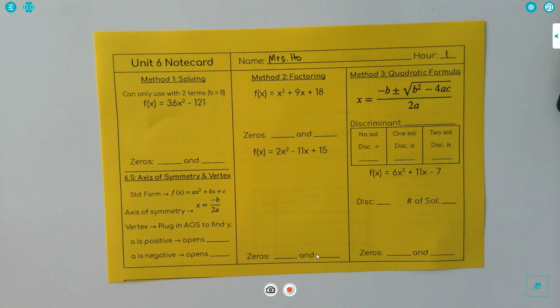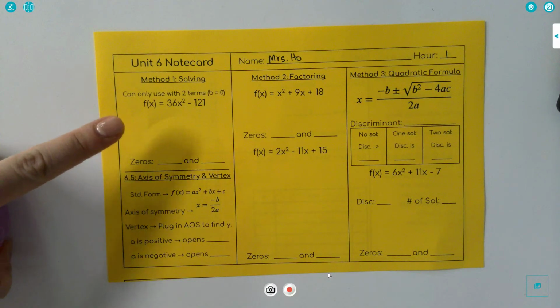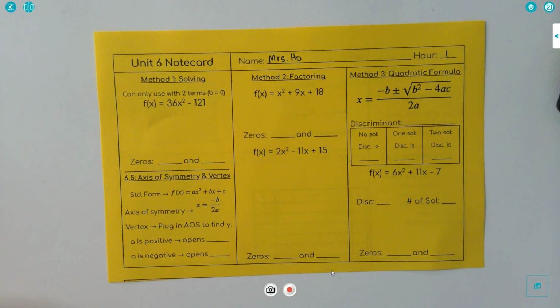On the test, the front page has 6 problems, and you are allowed to choose whichever method you want. So only some of them you can solve. But then from there, you can choose factoring and quadratic formula. You could do quadratic formula on all 6 of them. I don't care, as long as you do it correctly and show your work.